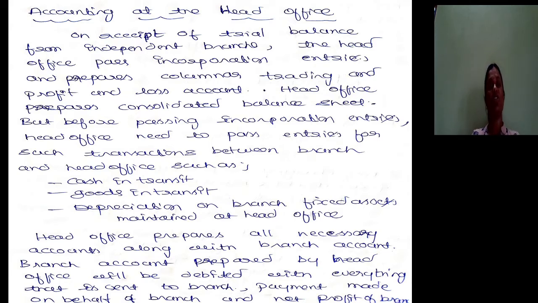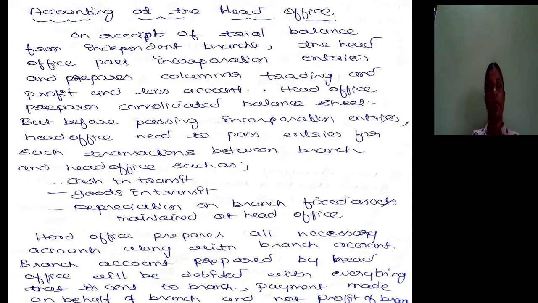Usually transactions such as cash in transit, goods in transit, and depreciation on branch fixed assets maintained at head office are not entered. So for such transactions, adjustment entries need to be passed. In addition to preparing the columnar trading and profit and loss account and consolidated balance sheet, head office also maintains various accounts. One of the very important accounts to be maintained by head office is the branch account.